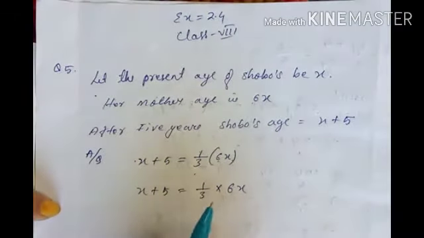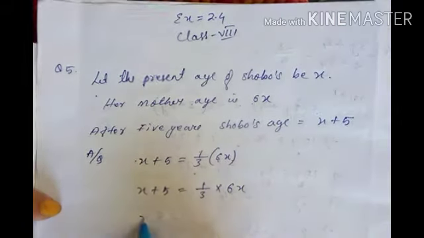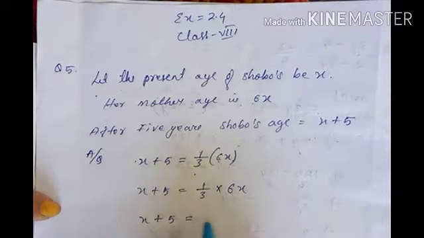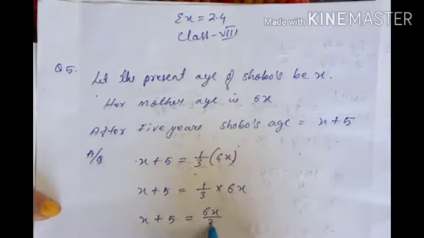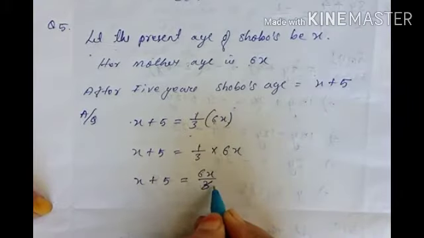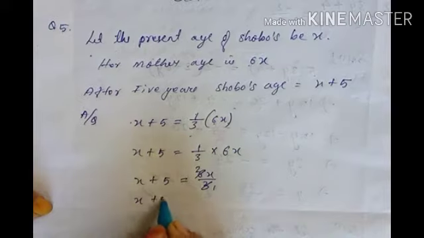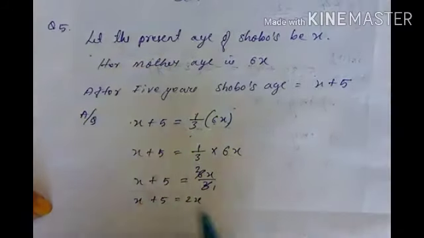Now what will you do? Up and up will get multiplied. x plus 5 is equal to 1 into 6x, that is 6x upon 3. Now you can cancel this: 3 ones are 3, 3 twos are 6. So what did you get? x plus 5 equal to 2x.